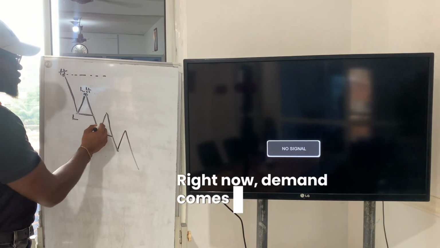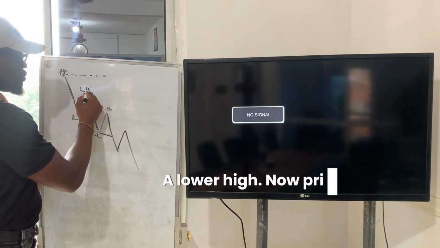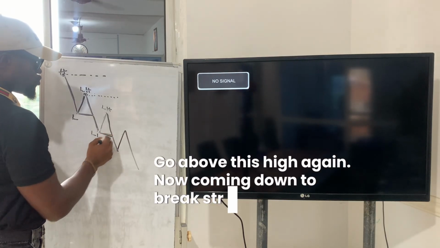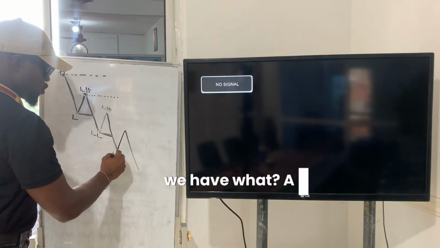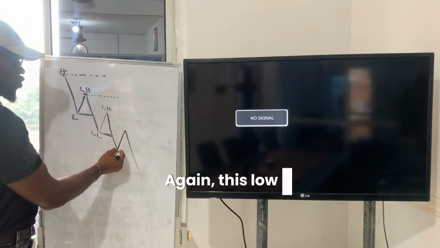Now, demand comes in, push price higher again to create what? A lower high. Now, price failing to go above this high again. Now, coming down to break structure to the downside, we have what? A lower low. Repetition of what happened here again. This low is lower than what?